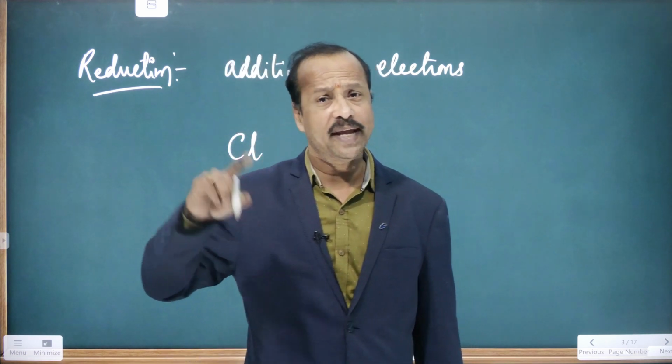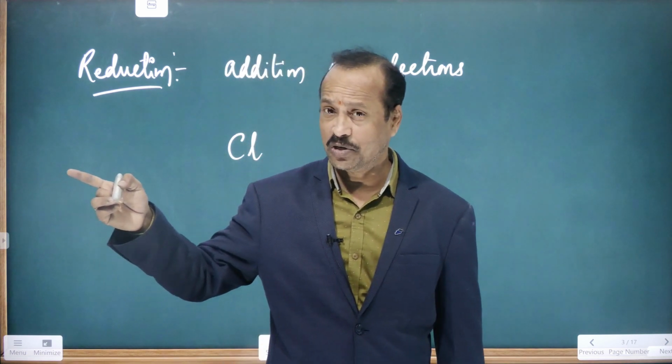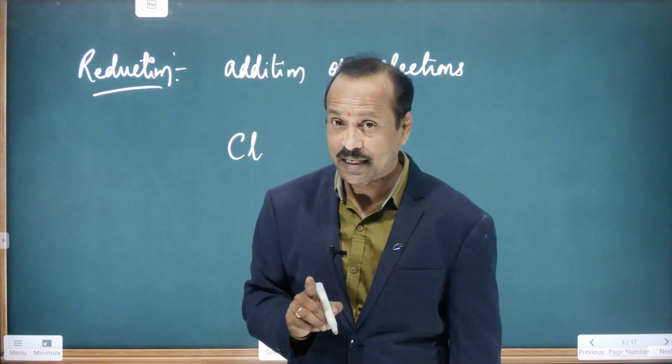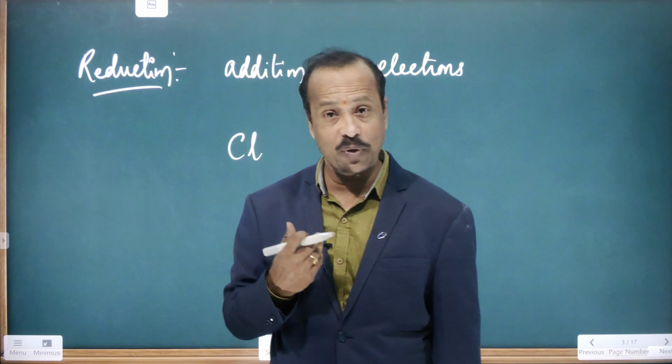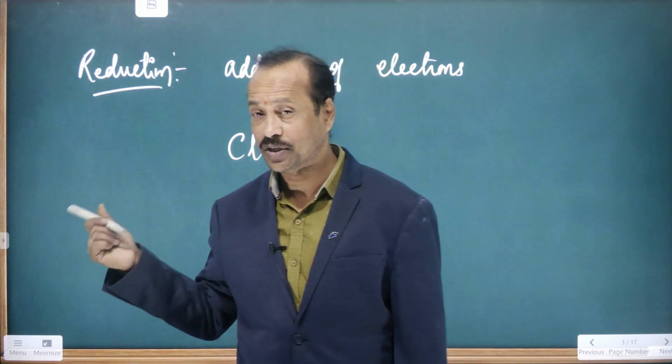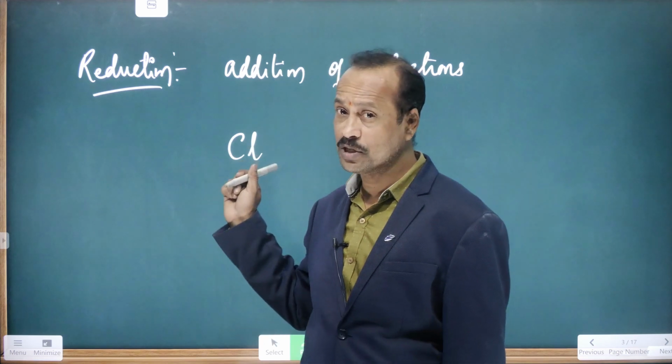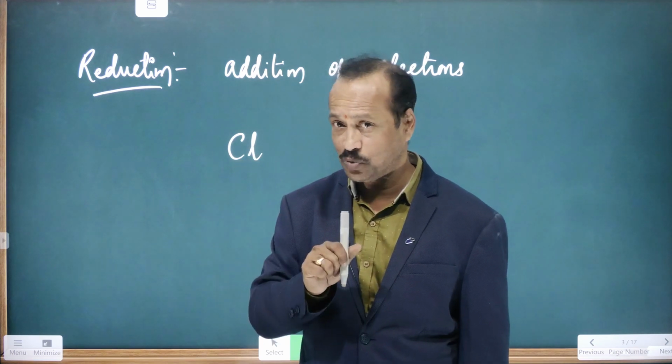Chlorine has atomic number 17, so the last shell has 7 electrons. Is it stable? No. To attain the nearest inert gas configuration, it has to gain 1 electron. The nearest inert gas is argon, with atomic number 18, but chlorine's atomic number is 17, so it requires 1 electron.